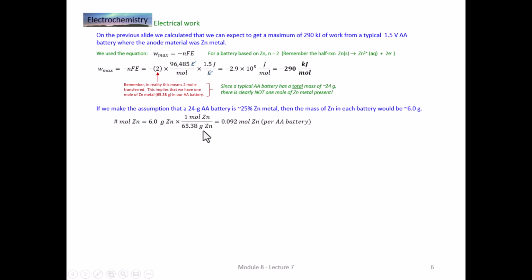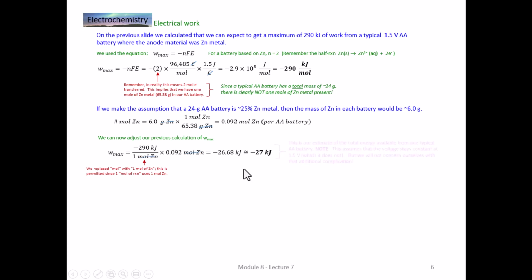If I calculate how many moles of zinc are in 6 grams, we get something close to 1/10, 0.092 moles per AA battery. And then I'll adjust our previous calculation of W max. So we say if we get minus 290 kilojoules out of a mole of zinc, but we only have 0.092 moles of zinc, then we'd get about minus 27 kilojoules of work out of our AA battery. So this is our estimate of the total energy available from one typical AA battery.